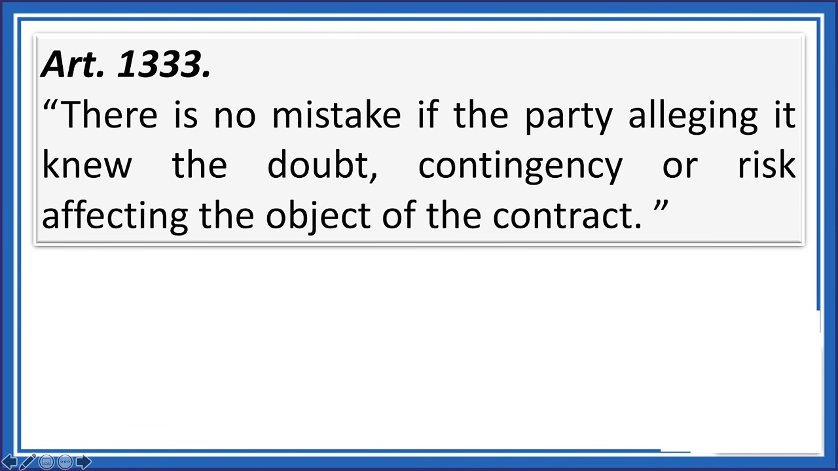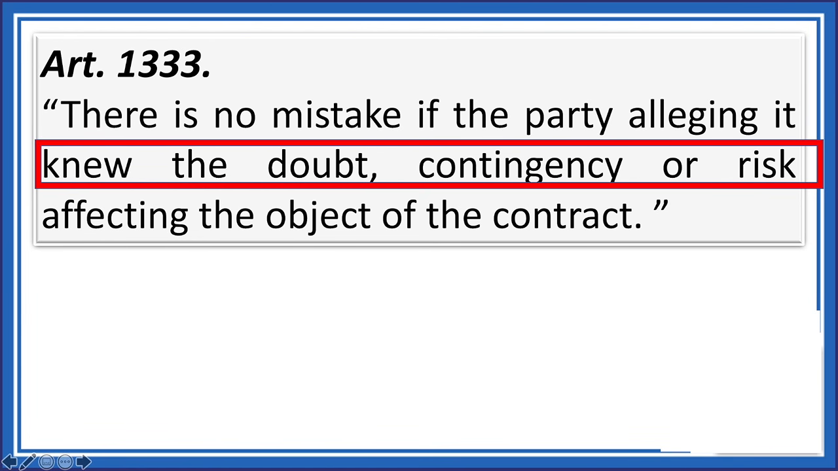Okay, so Article 1333 provides that there is no mistake if the party alleging it knew the doubt, contingency, or risk affecting the object of the contract. Okay? So, madali lang naman siyang intindihin. If may knowledge of doubt or risk naman itong other party, then there is no vitiation of consent. Walang vitiated consent. Okay? It will just be assumed that the party was willing to take that risk. Ganon lang. And so, he cannot claim mistake afterwards.